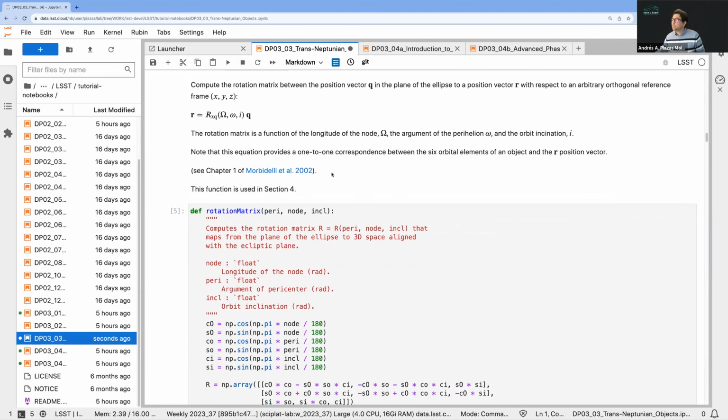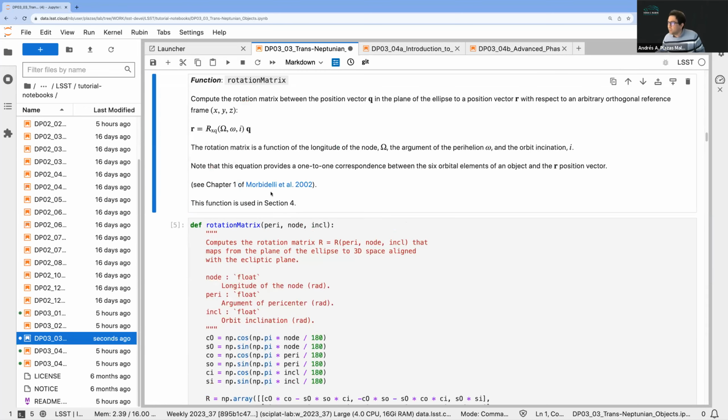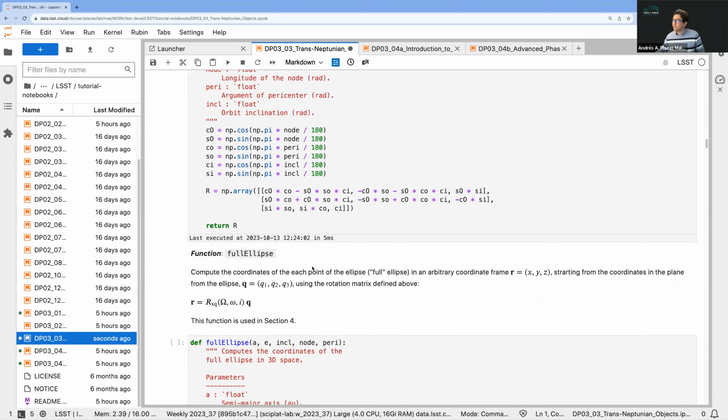And then I also wanted to point out, if you want a more detailed explanation of the derivations of these equations, you can look at these textbooks. The first chapter of this textbook, Morbidelli et al.